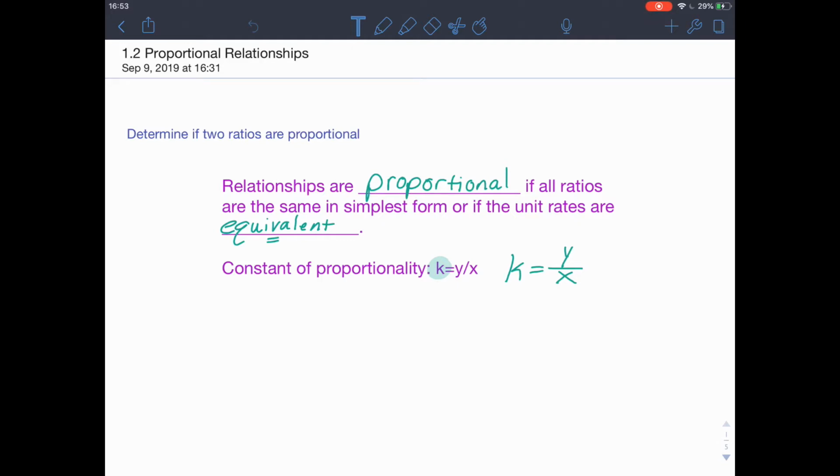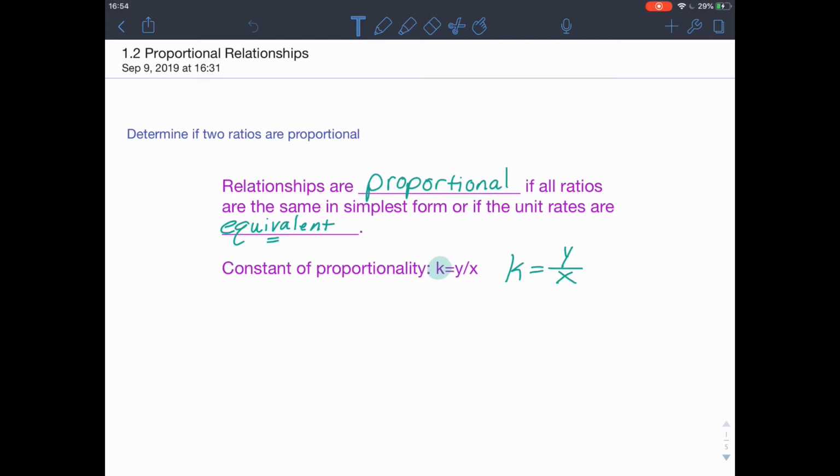In this video we're looking at lesson 2, proportional relationships. Our learning goal is to determine if two ratios are proportional. This will help us master standard 7.RP.2a, which is to decide whether two quantities are in a proportional relationship.